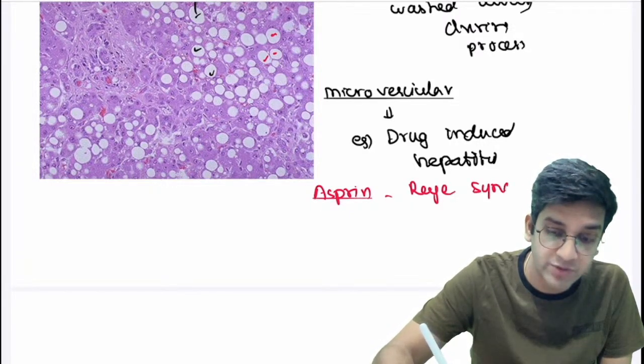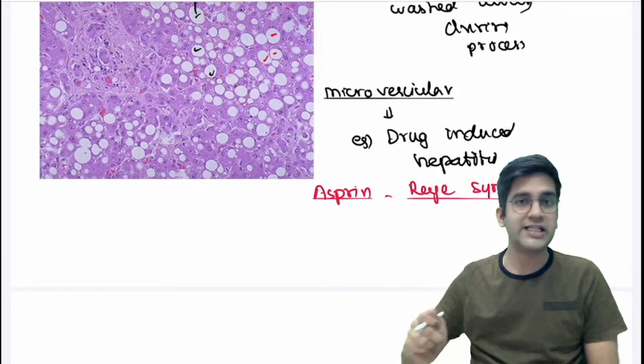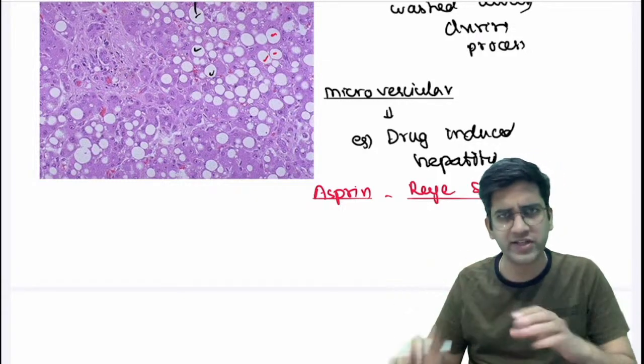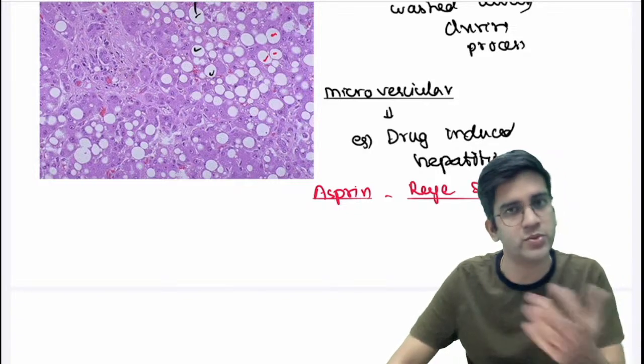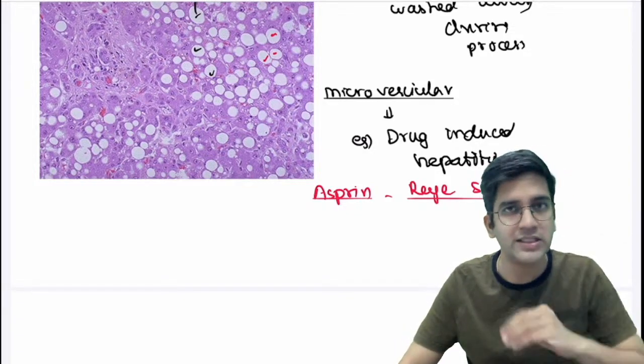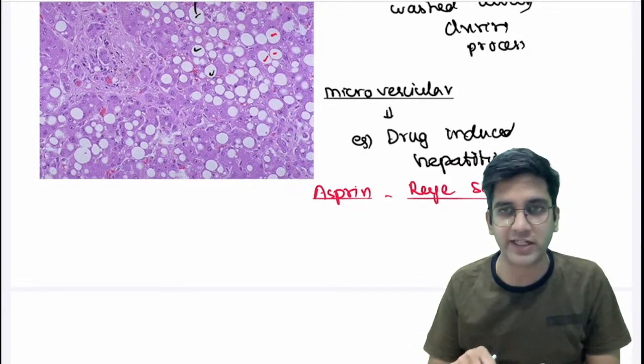Because this is an important MCQ point. In Reye's syndrome, classically you will see microvesicular steatosis. Not just Reye's, any drug-induced injury. Like statins can cause drug-induced hepatitis, and we'll also have microvesicular steatosis only. Just an extra additional point since we are on fatty liver, right?